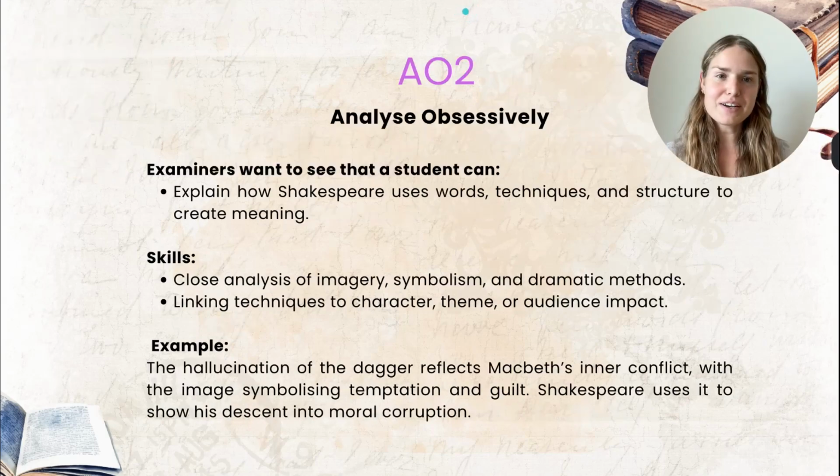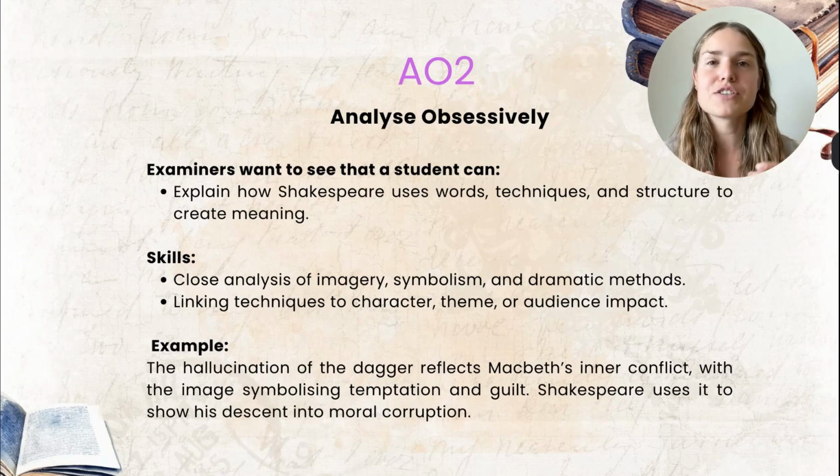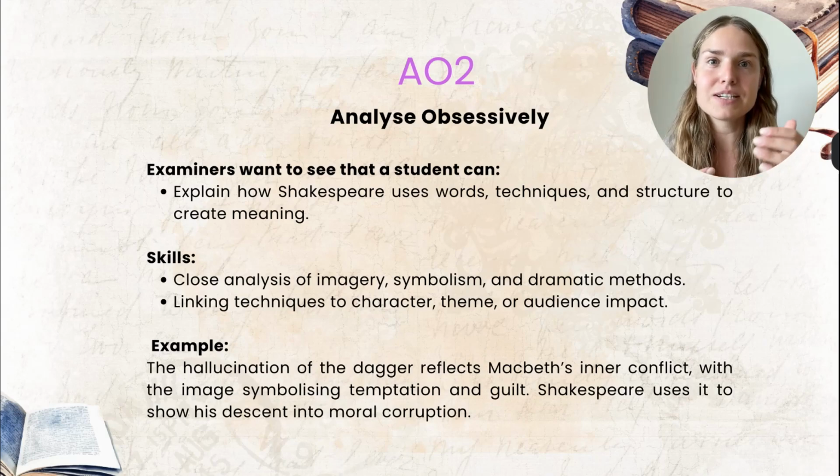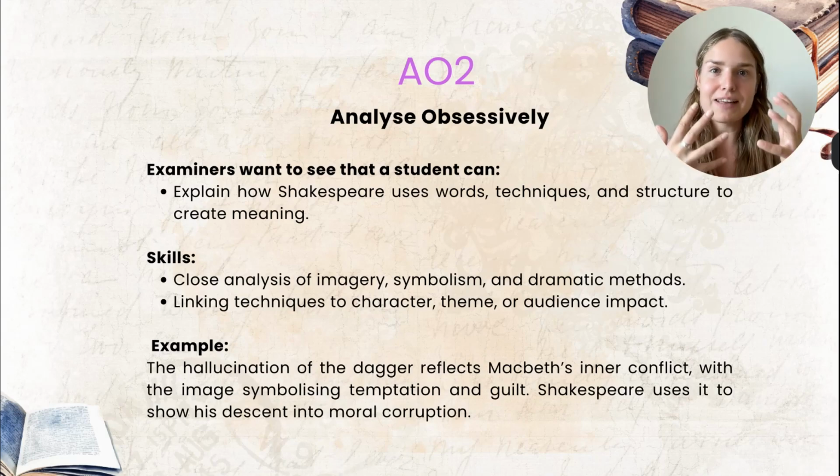So when we're talking about AO2, we're talking about how to explain what language is doing. This means knowing a wide range of literary techniques. Something that I make sure my students have is a strong understanding of literary devices: juxtaposition, metaphor, symbolism, motifs, alliteration, onomatopoeia, the list goes on, and an understanding of the effects that these literary devices have in a book, in a play, in a poem.